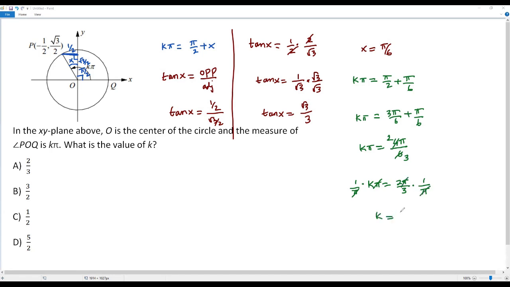We get k on the left side. On the right side, we get 2 over 3. Here I got the value of k, that is 2 over 3. We find 2 over 3 in answer choice A. The correct answer choice for this question is A.